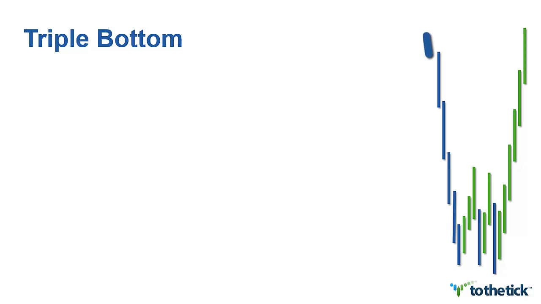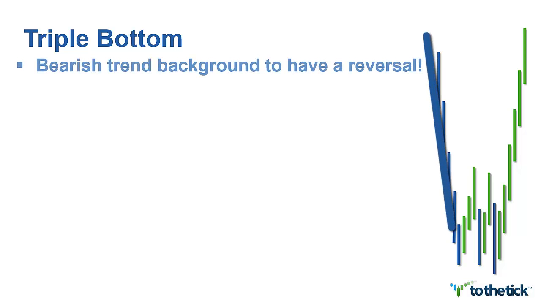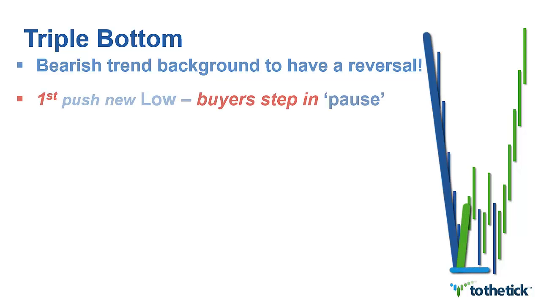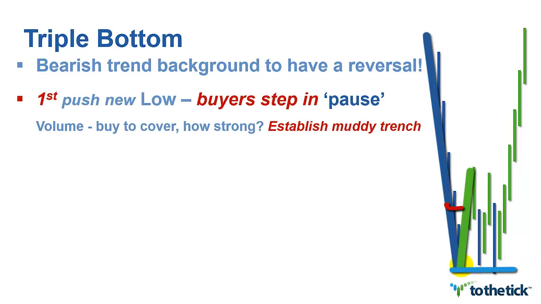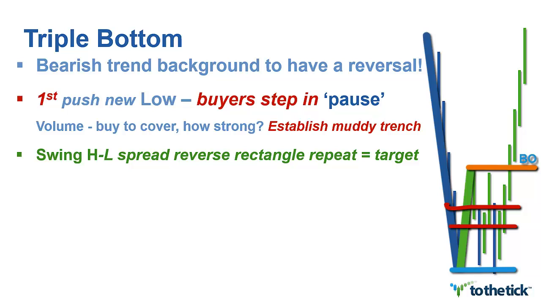So let's do a little summation here on our triple bottom and realize that we have to have a background, and our reference point is a bearish trending background activity before we even think about a reversal. Our first push into the new low is where buyers step in. That's our definition of true support. And we take a pause and we watch that volume activity as they make their bounce up to a swing high. How much are they buying to cover? Establish your muddy trench within that early swing one high, swing one low. It's the reverse rectangle, and you're going to use that as a repeated target.